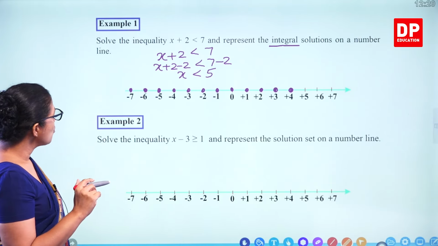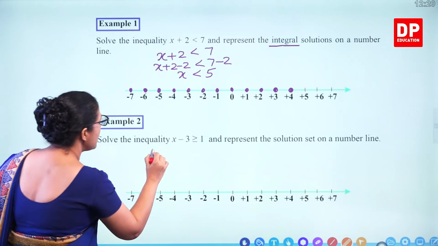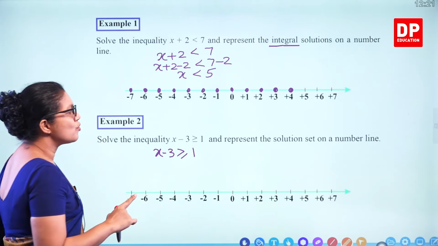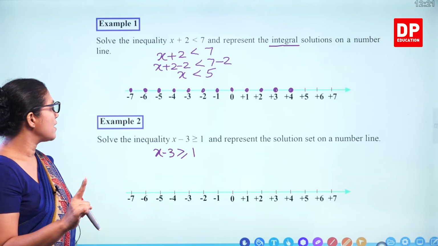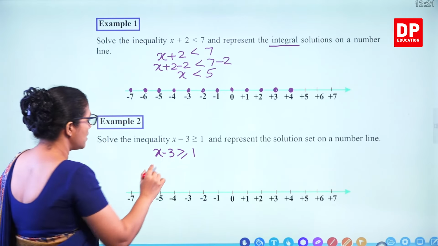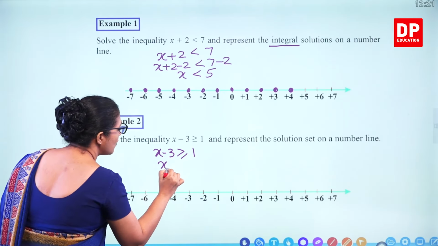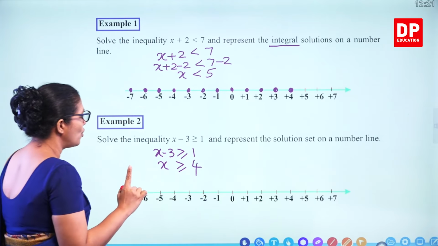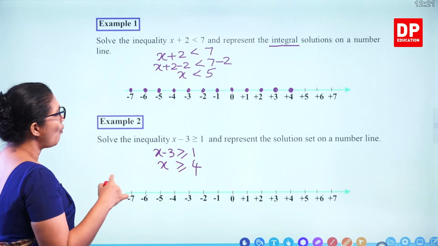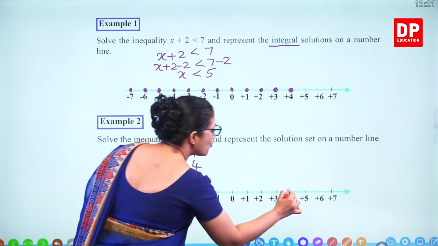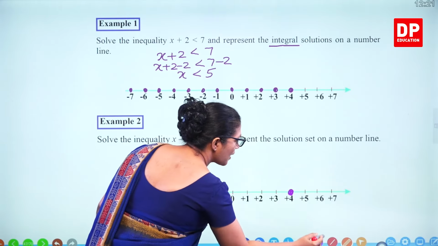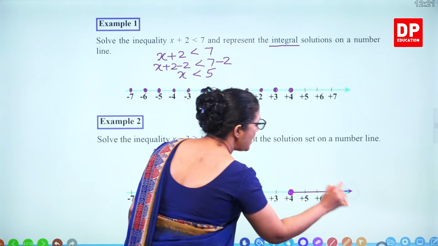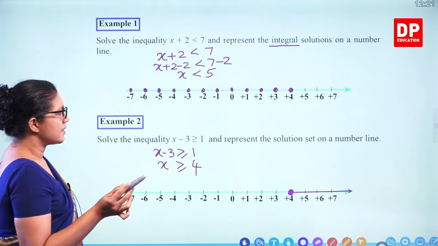Example number 2, solve the inequality x minus 3 greater than or equal to 1 and represent the solution set on a number line. So that's not only integers. So add 3, you get x is greater than or equal to 1 plus 3, that's 4. So you get 4 or above. So you draw a solid circle and draw a line there, because you can get any number above that.